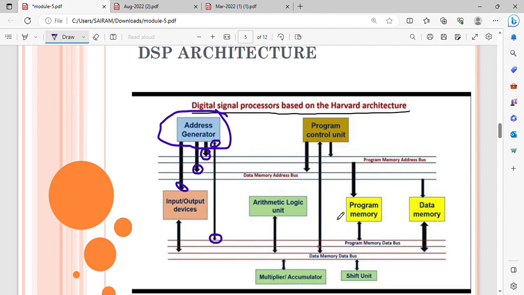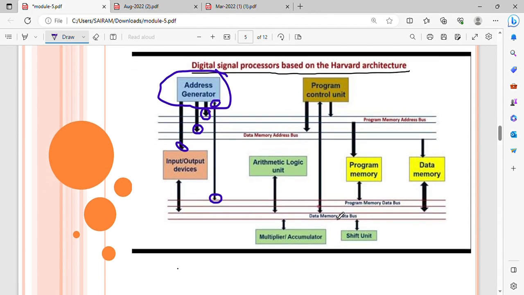And what you do is, we have not finished yet. So why have we not finished this? Because what is supposed to be done next is, what answer should you write? First you write: this is a digital signal processor diagram based on the Harvard architecture.